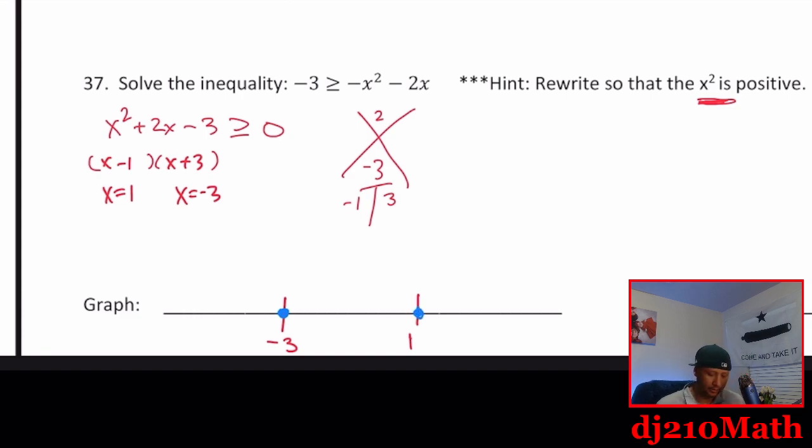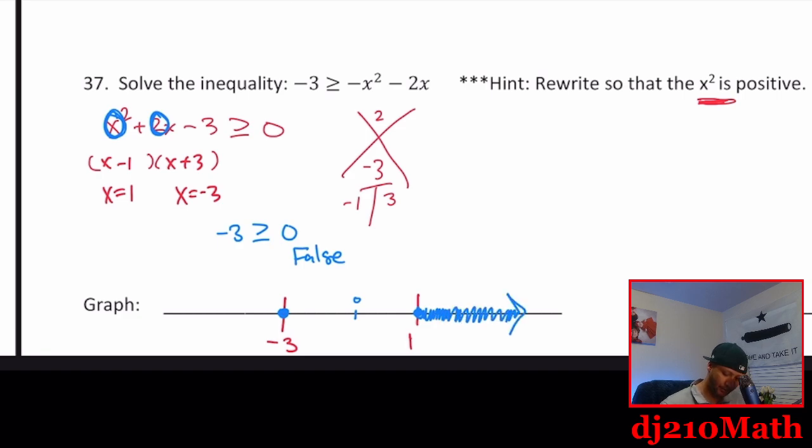And then 0 is always in between positive and negative numbers. So when we test 0, what happens? 0, 0. Is -3 greater than or equal to 0? No, it's not. -3 is not greater than 0. So that means we shade in the other side that doesn't contain 0. Right? These two go together.